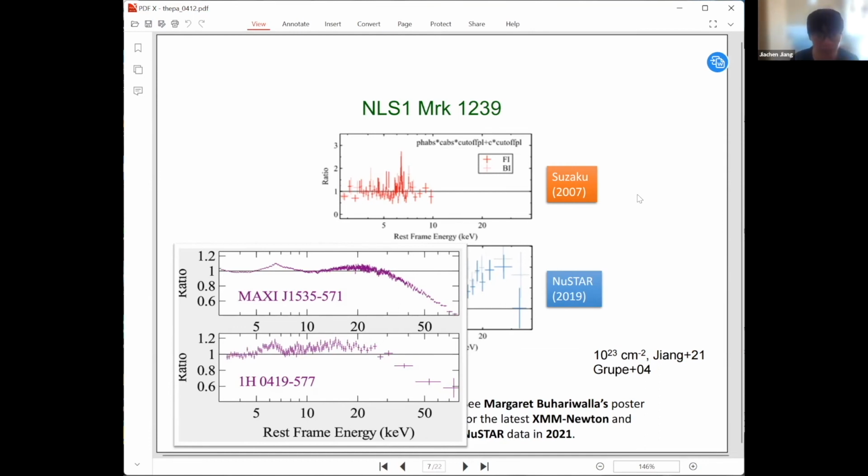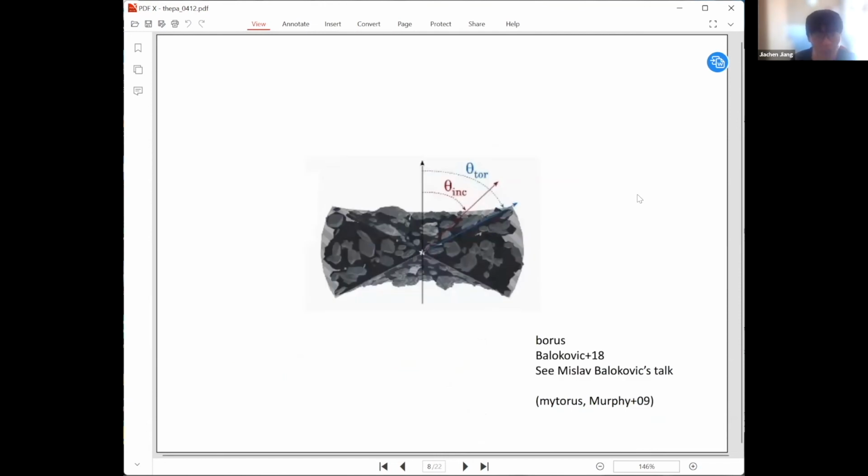So based on the evidence of obscuration, the first option on the table for the model is of course the torus model, right? In the paper, we focus on the Borus model. As you already heard from Omaira, Mislav, Peter yesterday, the Borus model is a smooth, more spherical model, but it allows a variable E-cut parameter and a very high photon index as well. It also gives an option to investigate the inclination angle and the opening angle, which decides the covering factor of the torus, independently.